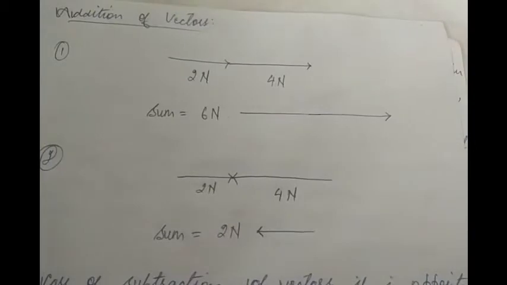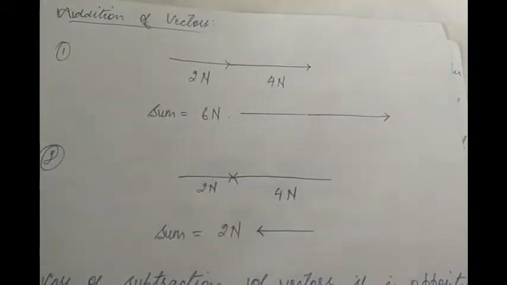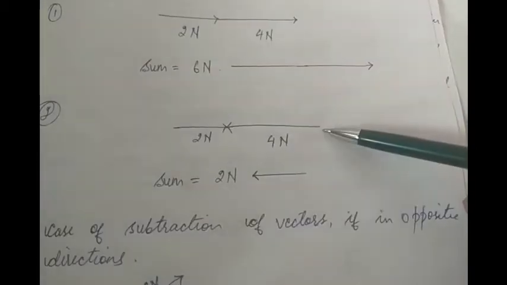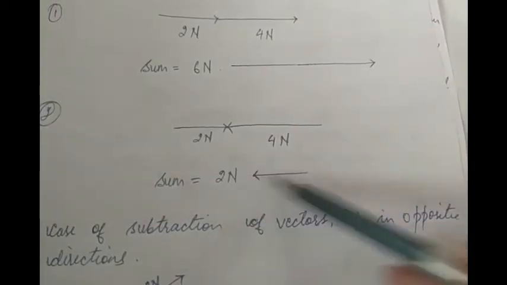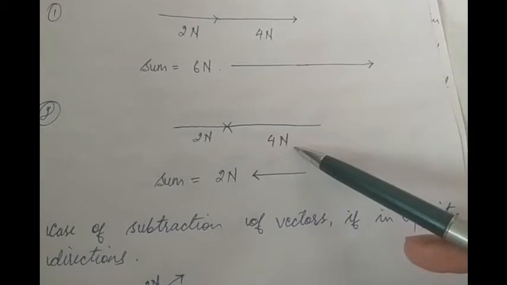now these two examples are fairly easy. Here the two forces were in the same direction. Here the two forces are in opposite direction. So the magnitude of the resultant force here is 2 Newton. The direction is that of the winner here, which is 4 Newtons.